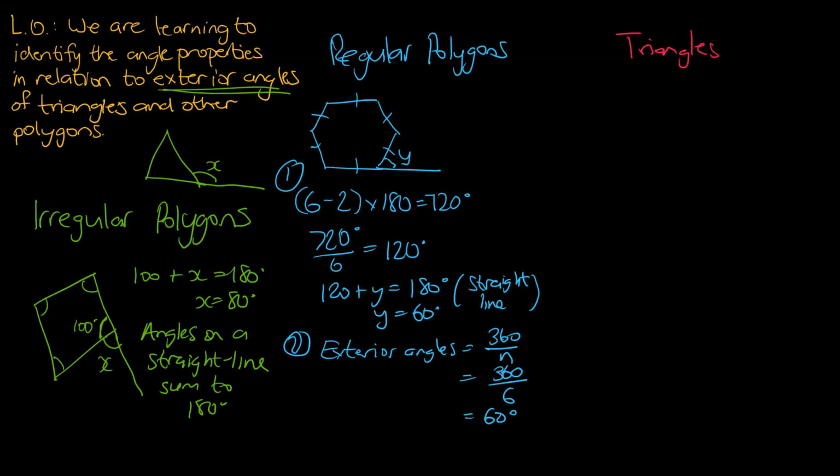And in terms of our reasoning, well, we do need to state something. So exterior angles are equal to 360 divided by n. So that's how I'd explain that one there.